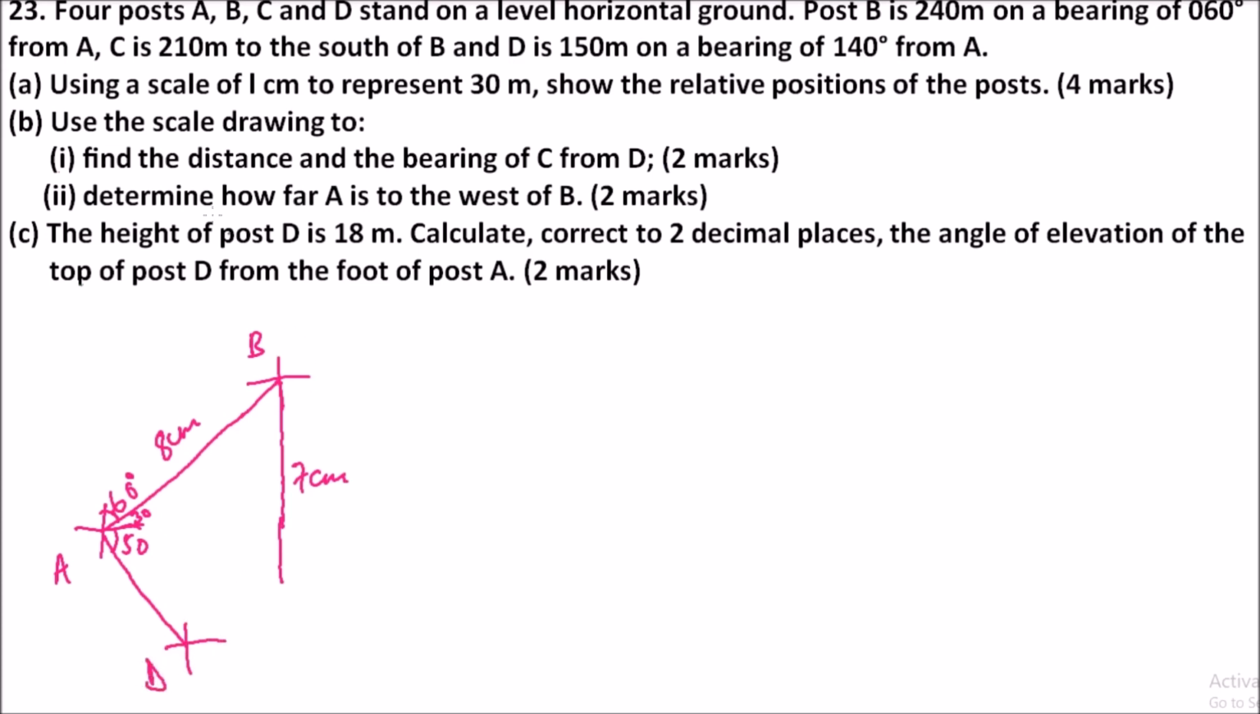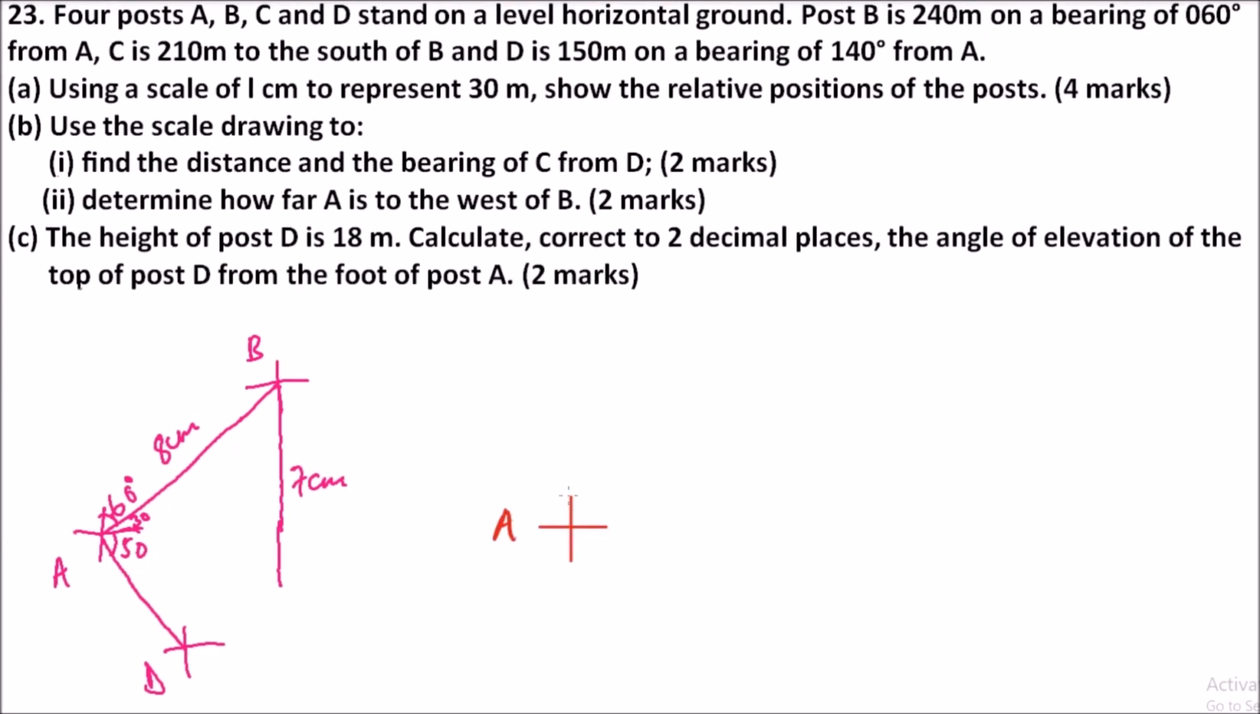So from there, now you use geometrical instruments to draw this figure, and then go ahead and answer the other questions. So let's do that. The first thing you do is get a compass to represent A, and then you measure an angle of 60 here, so that we get B, and we measure 8 centimeters. So let's do that.